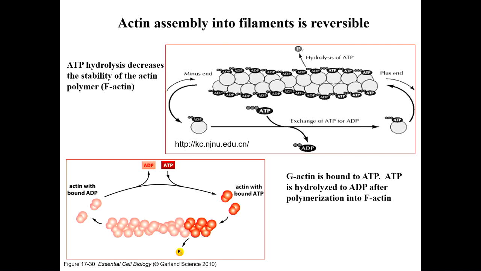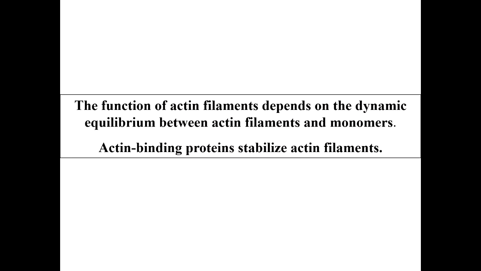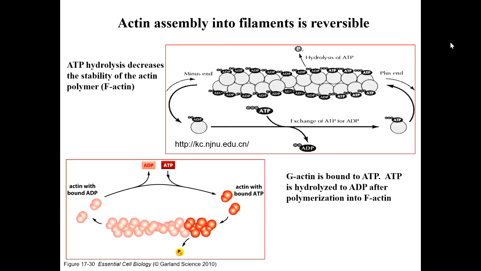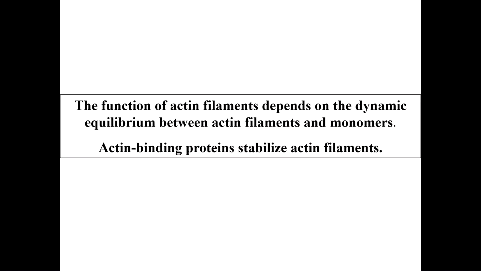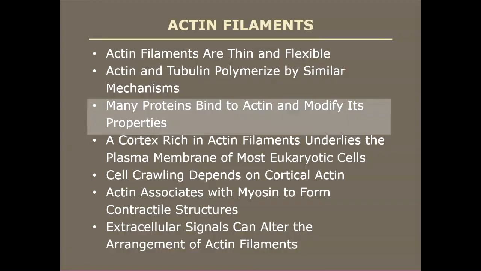Okay. So the function of actin filaments then, based on what I've shown you, a little bit of a summary, depends on the dynamic equilibrium between filaments and monomers. And actin binding proteins stabilize actin filaments. Remember, before the break, I told you about microtubule capping proteins, microtubule binding proteins. Similar concept. The actin filaments, when they have this ATP bound monomer added, can be stabilized if you are using different proteins that we're not going to get into in this class to help stabilize those filaments and keep them in place.